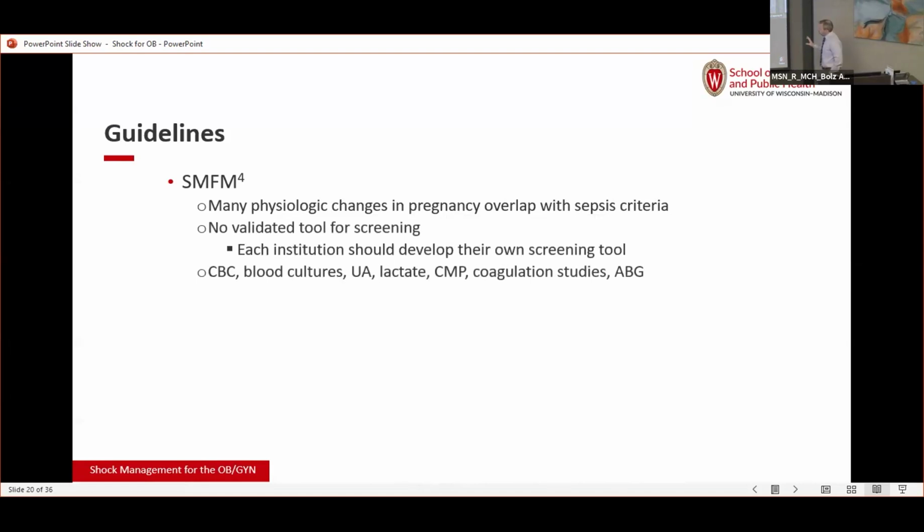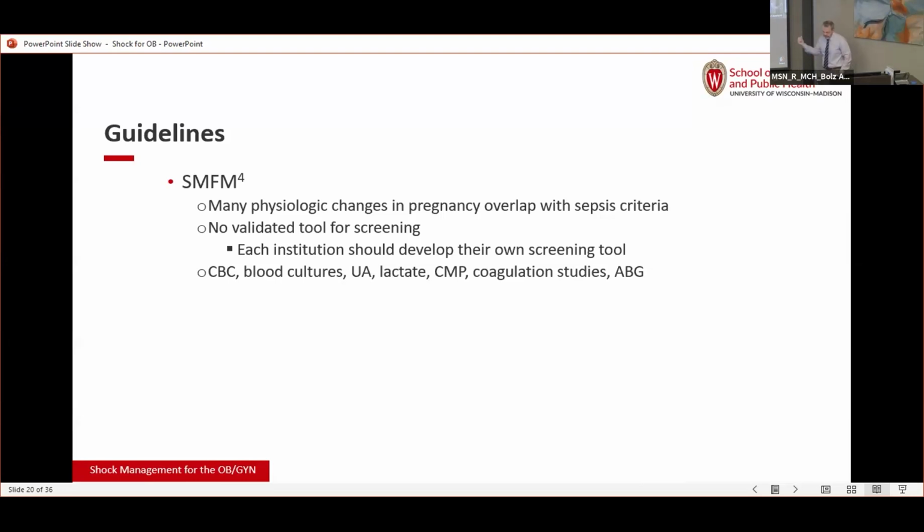There's no validated screening tool for sepsis in pregnancy. They just recommend that every institution come up with their own. We have one at Merida, a MEWS score, and we get called in the middle of the night. You've got to go see the patient. You should get some blood work: a CBC, blood cultures, a UA, a lactate. The UA might be going away, by the way, unless you suspect a urinary source. They're starting to move away from that with some of the new IDSA guidance.